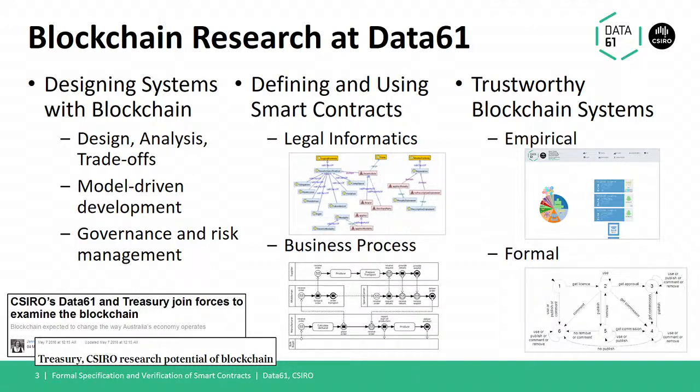So we're looking at issues about how you design blockchain-based systems, design trade-offs. We're looking at how you can use smart contracts, both to support legal contracts, but also to support other kinds of things like inter-organizational process coordination. And we're looking at issues, which I'll talk about mostly today, around how you can get evidence that a blockchain-based system is going to do what you think it should do. So we're using empirical techniques, so testing and monitoring of live systems, but also formal mathematical techniques for reasoning about the behavior of blockchain-based systems, and that's the focus for today.